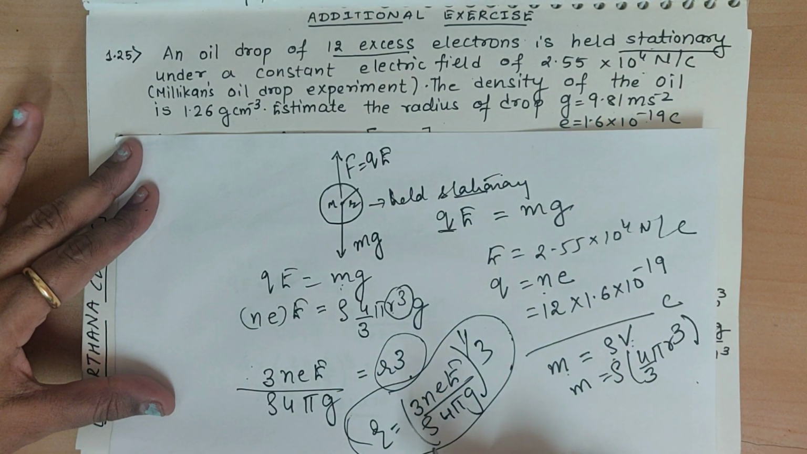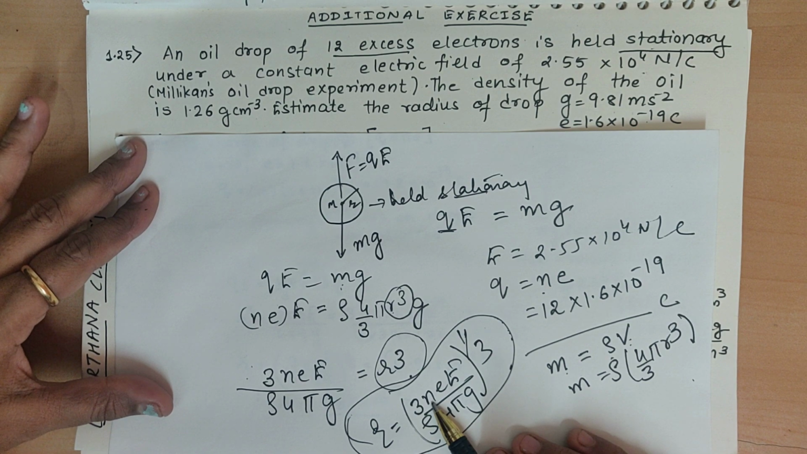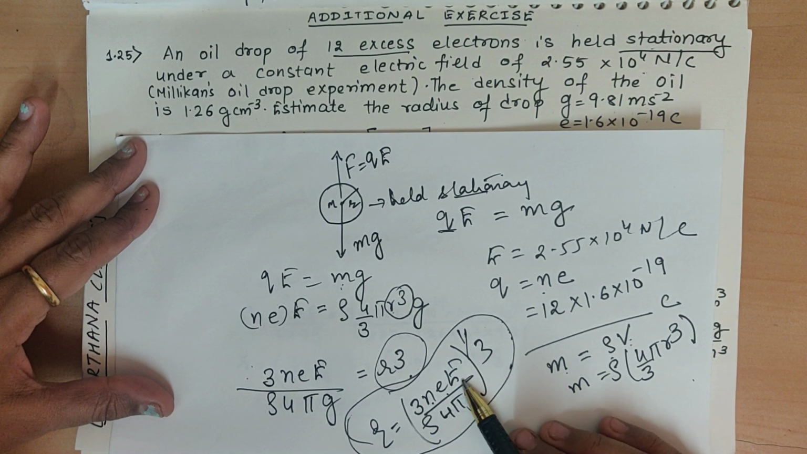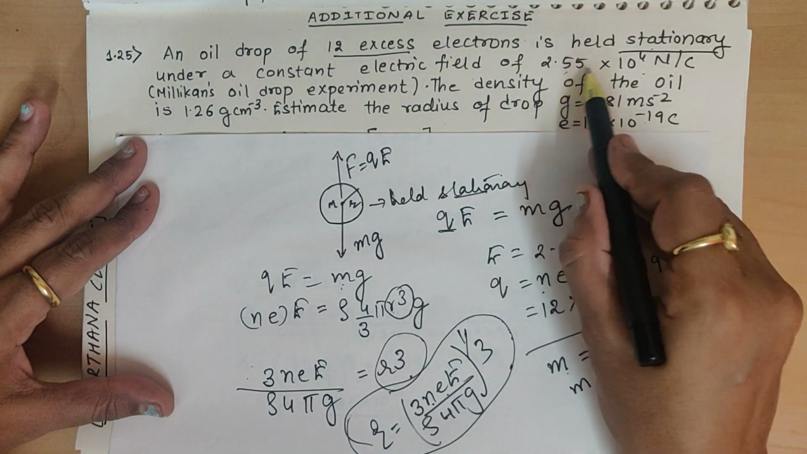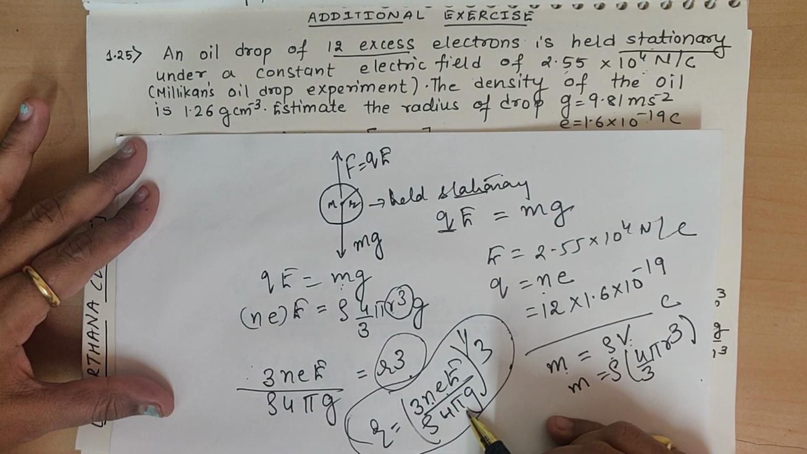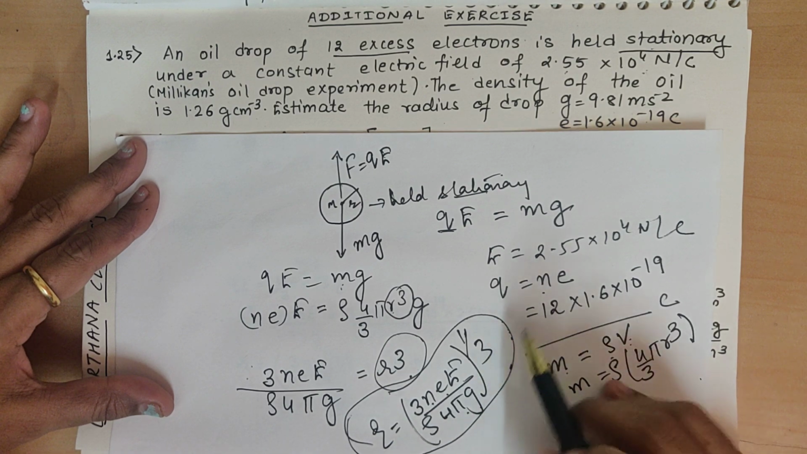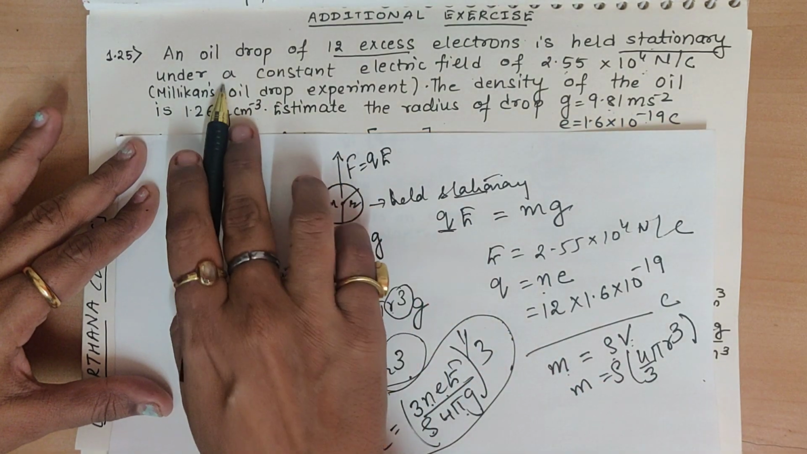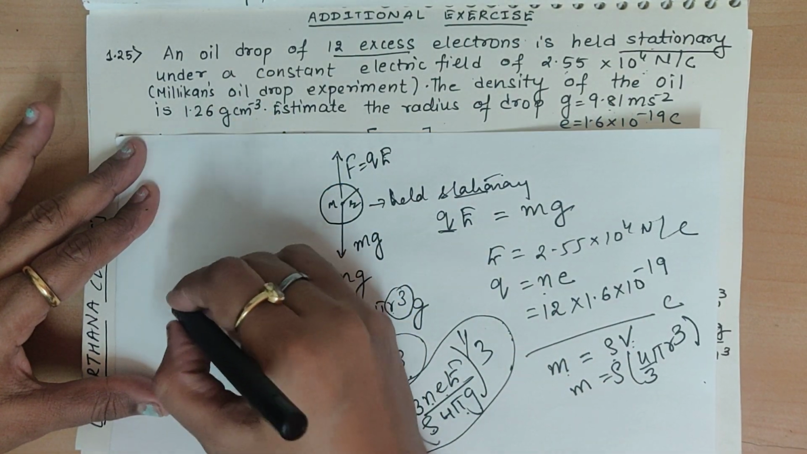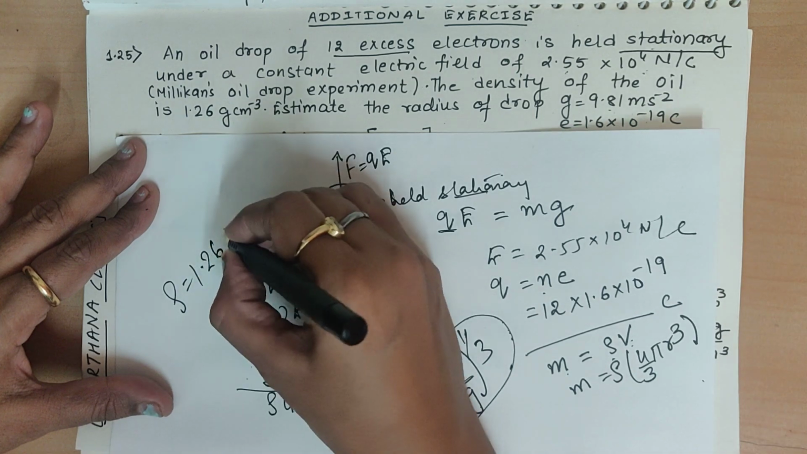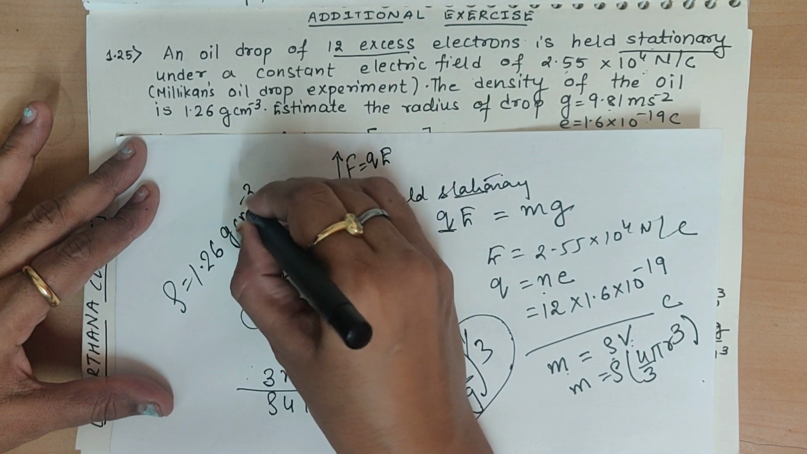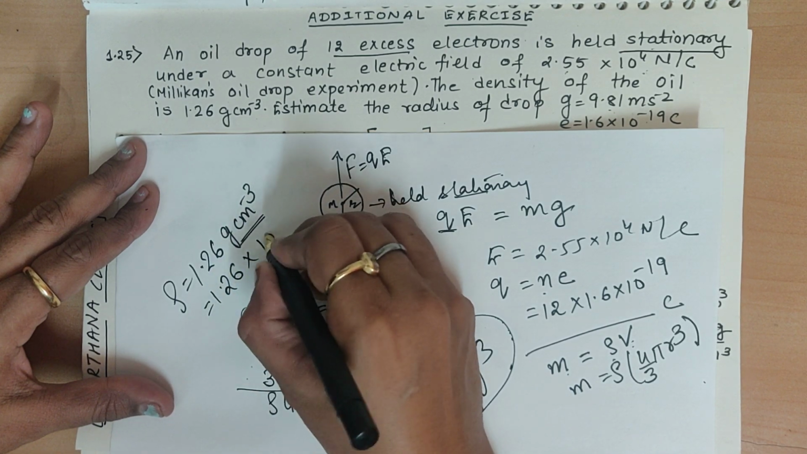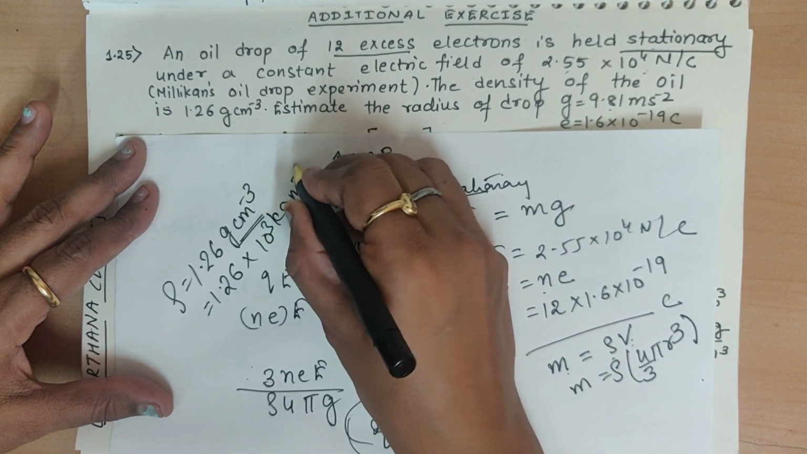Fine. Now see, all data is with us. n is given to us as 12. e value is 1.6 × 10⁻¹⁹. E value is 2.55 × 10⁴. Pi value we know it is 3.14. g value is also given to us, 9.81. ρ is the density of the oil drop which has been given to us, 1.26 gram per centimeter cube. We need to convert it into MKS unit, which is 1.26 × 10³ kg per meter cube.